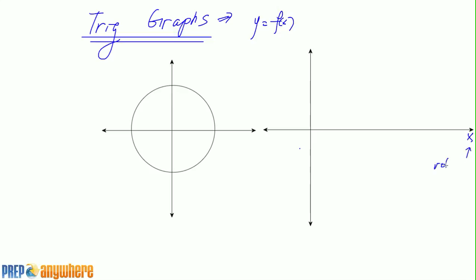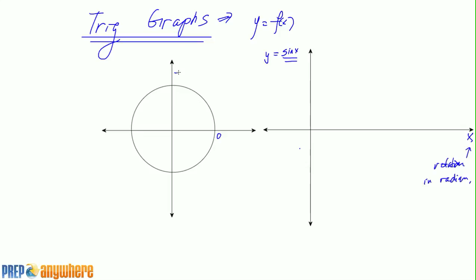Radians. Okay, so rotation in radian. Okay, so on the y-axis, we actually want to put the actual height, the actual value of sine. So sine we interpret as a height, right? So let's plot some main points.